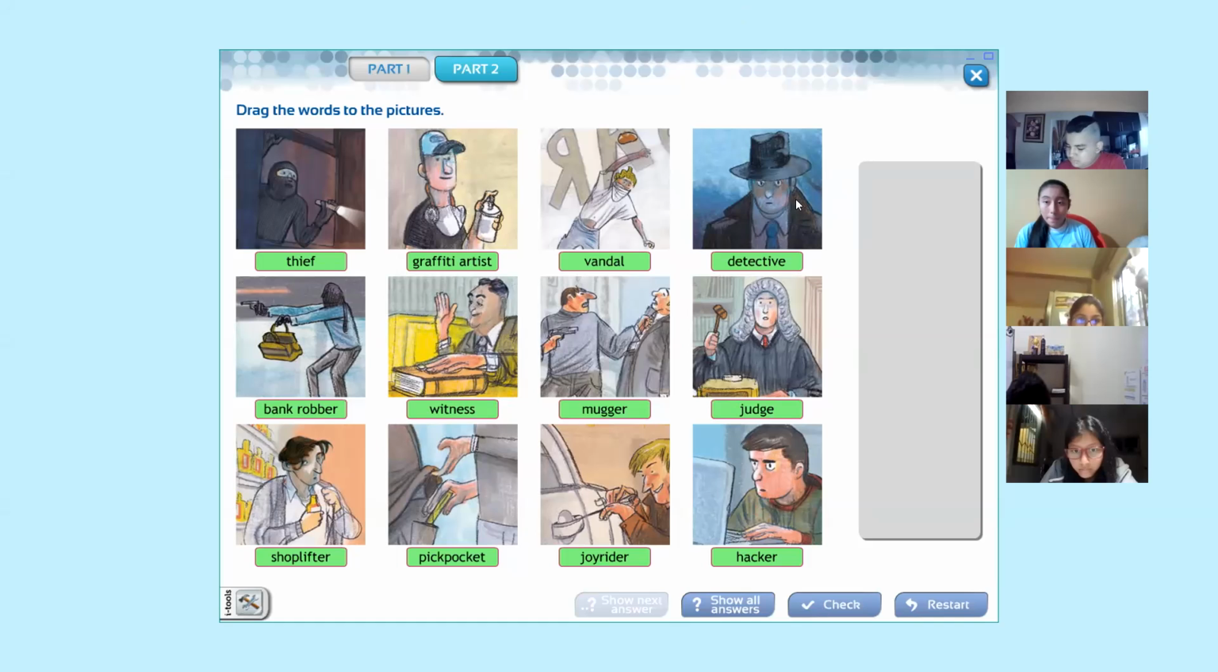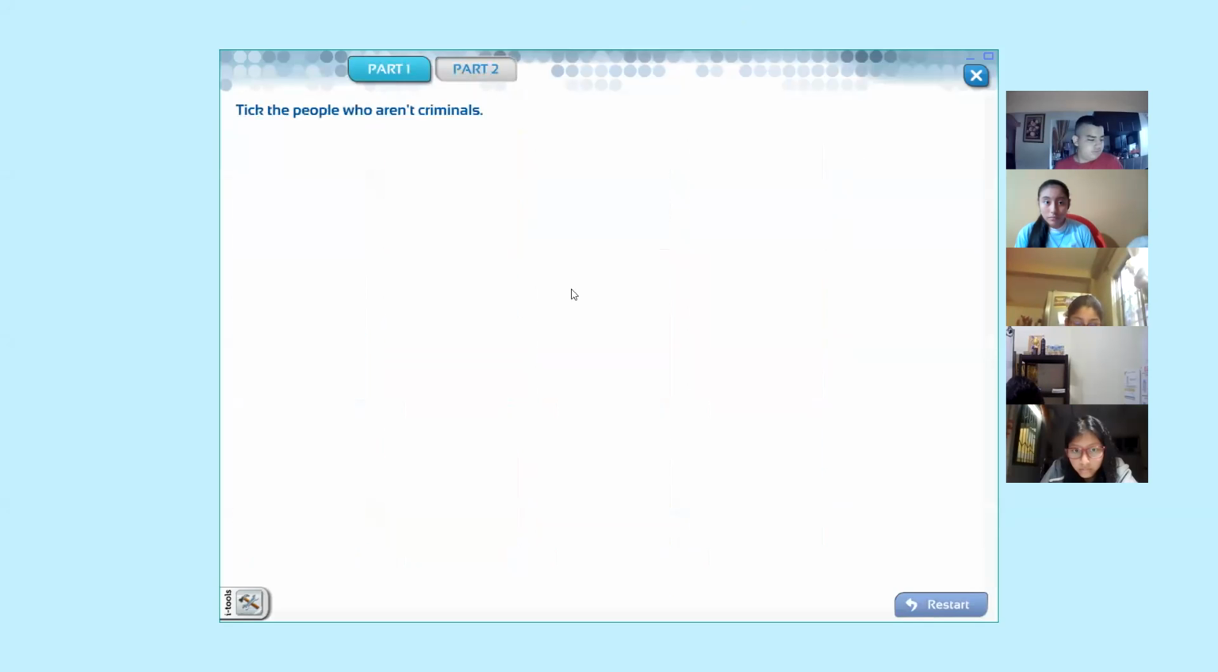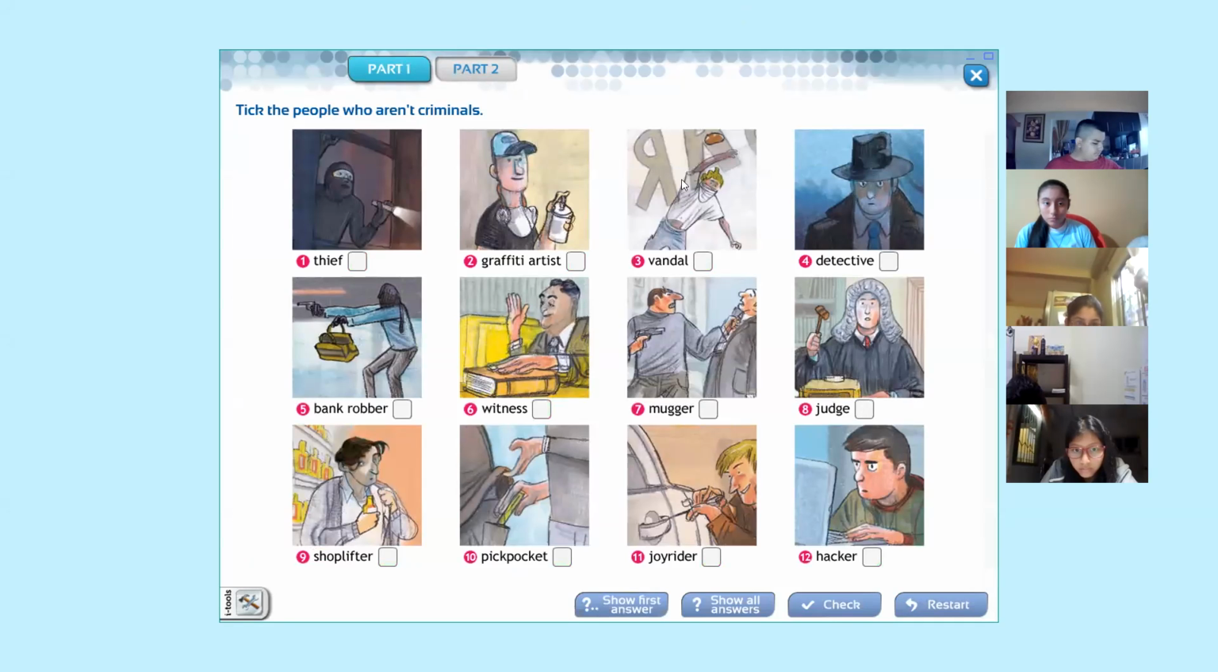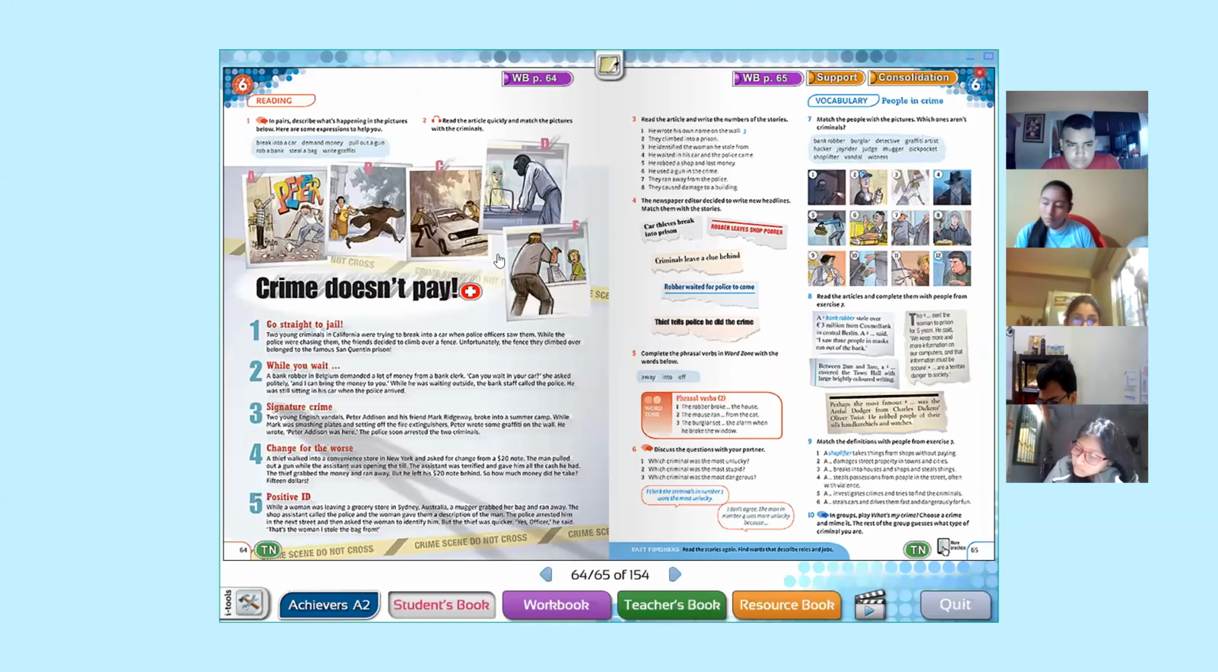You have here the words related to this. And obviously in part number 2, we have those that are not criminals. Remember, who are not criminals in this case? We talk about the detective, we talk about the witness and the judge, okay? The witness, the person that gives the evidence about what happened in a crime. Those are the words that you are going to work on.